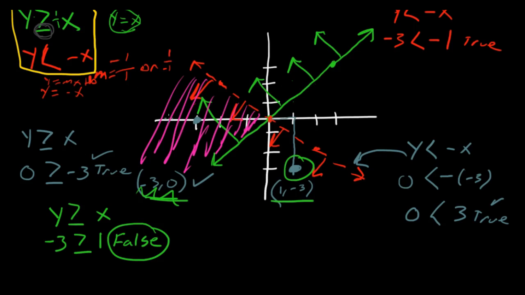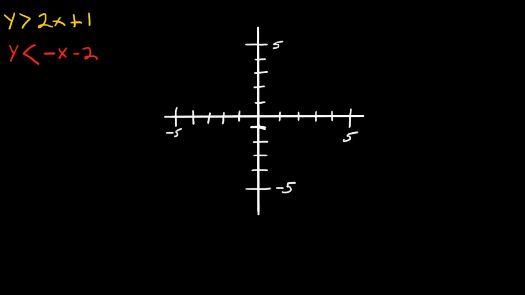Only points that are going to pass both the red inequality and the green inequality are these points, any point over here, like that point that we tested. Okay? So that's a nice simple one. Let's look at something just a little more difficult. Let me hide this one. Let's go to this next one.